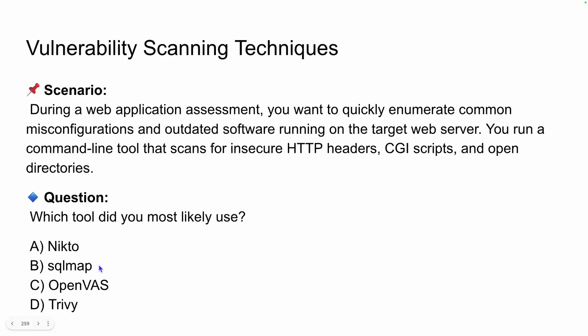SQLmap maps the SQL relational databases, so it's like an enumerator. OpenVAS scans for vulnerabilities inside of environments, but we're looking at, you run a command line tool. So Nikto is a command line tool that scans for those things. OpenVAS, I think, would actually also scan for these things, but it's mostly a GUI interface. Nikto is primarily a command line tool.